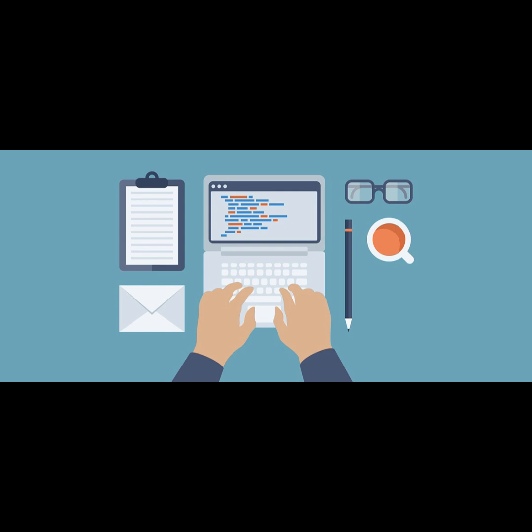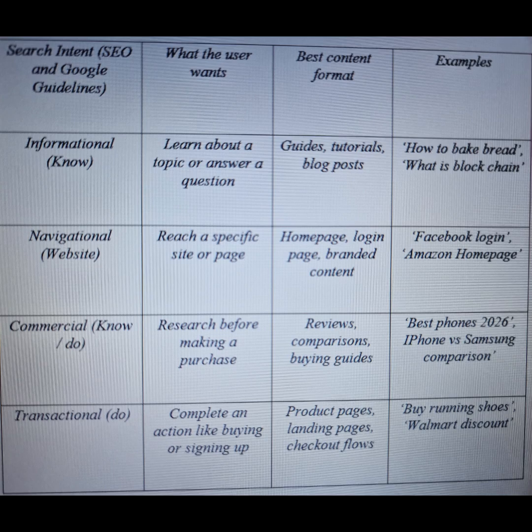Understanding how Google defines intent. Google's search quality guidelines group intent into 4 categories that overlap with the 4 types of SEO. Know, to learn something. Do, to perform an action or purchase. Website, to go to a specific website. Visit in person, to find a physical location or business. Here's how it aligns perfectly with the SEO model.